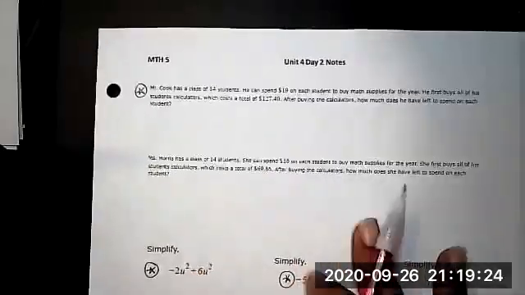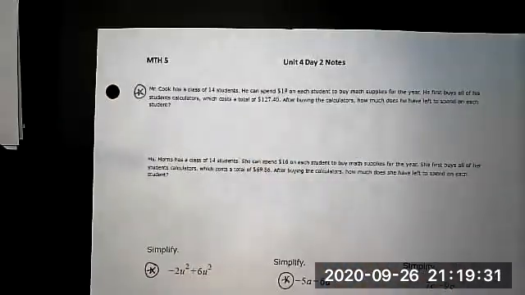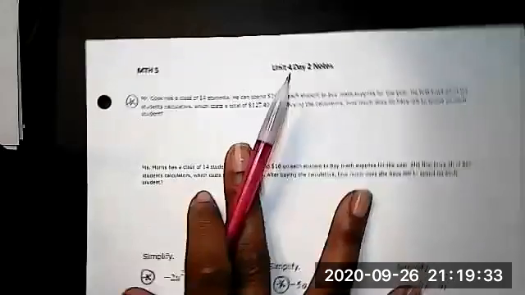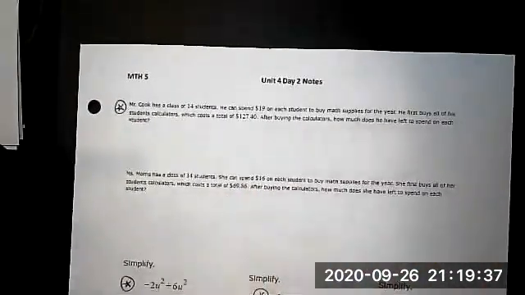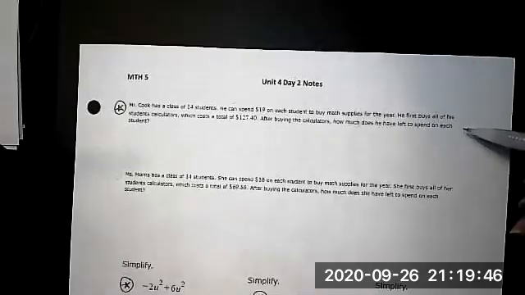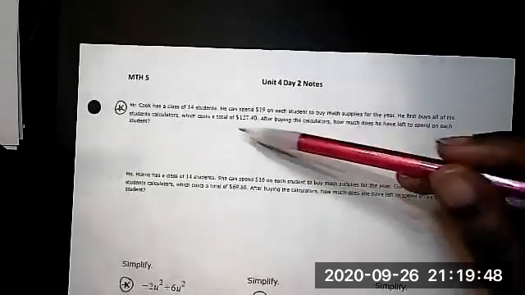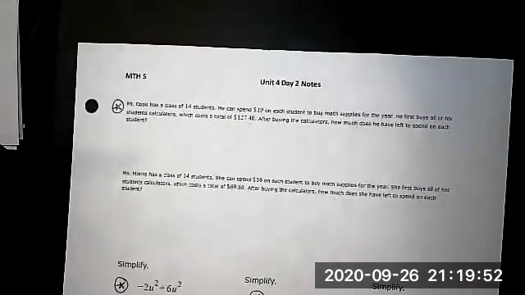All right, so let's look here. This is the second page. We are on the top, and again, it's hard really to read it here, but print it out. It's in your Canvas shell. All right, so Mr. Cook has a class of 14 students. He can spend $19 on each student to buy math supplies for the year. He first buys all of his students' calculators, which costs $127.40. After buying calculators, how much does he have left to spend on each student?